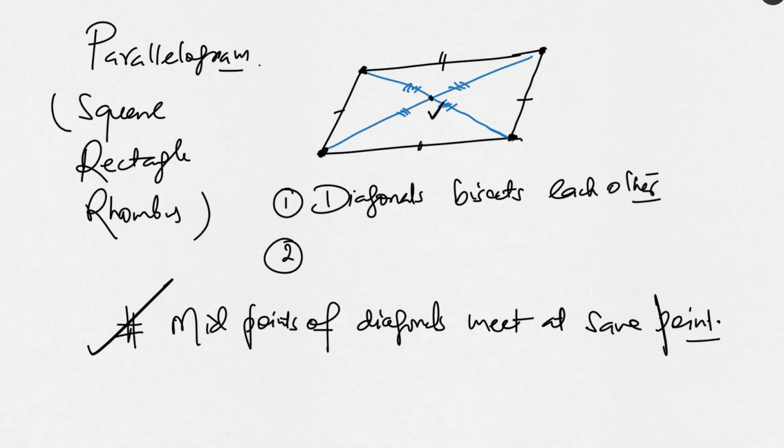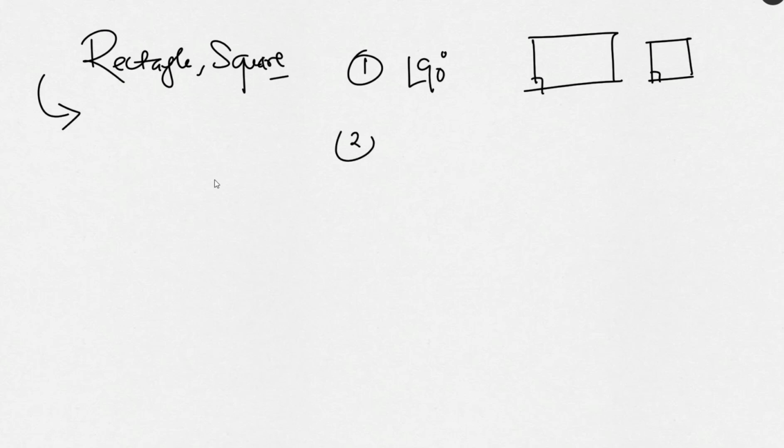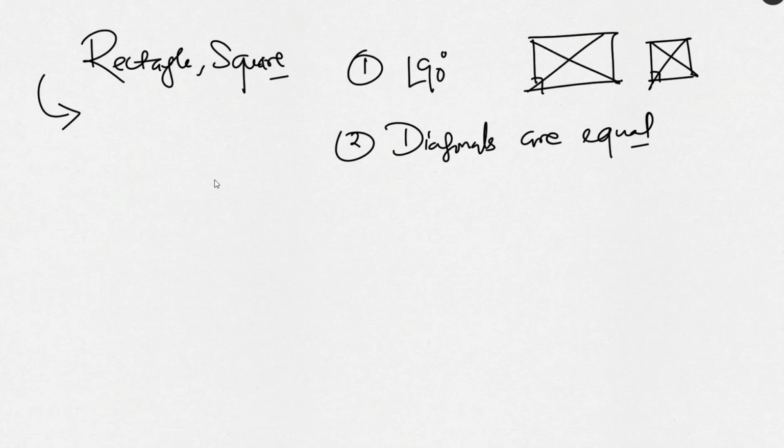Let's move to rectangle and square. No need to explain what a rectangle and square are, you already know, right? When I say rectangle and square, all the properties of parallelogram are inherited by these shapes. In this case, diagonals will obviously bisect each other. The first point is that the angle will be 90 degrees, in a rectangle or square. The second important property is that diagonals are always equal in rectangle and square.